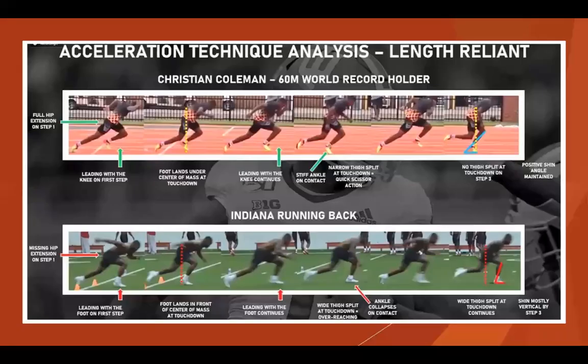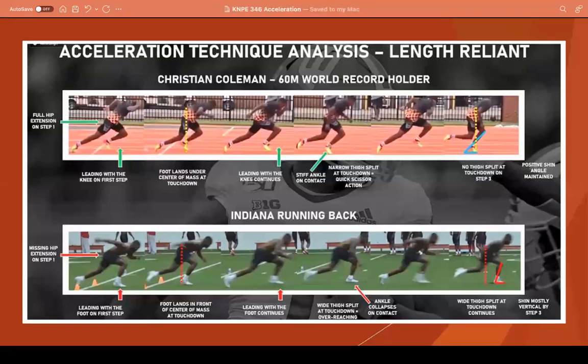So here's a useful image showing a lot of what we just talked about, with a comparison between Christian Coleman, one of the world's top sprinters and the world record holder in the 60-meter sprint, and an Indiana running back. As you can see, the Indiana running back leads with the foot instead of the knee, resulting in overstriding and stepping in front of the center of mass, and braking forces slowing him down. Coleman, on the other hand, has great mechanics with proper foot placement and limb alignment. His ankle is stiff, and he has good shin angles.